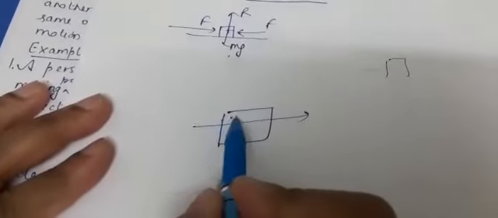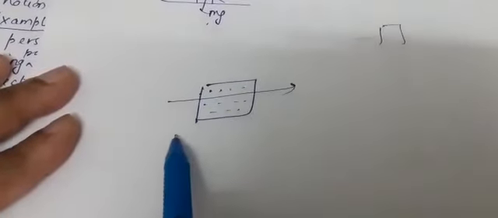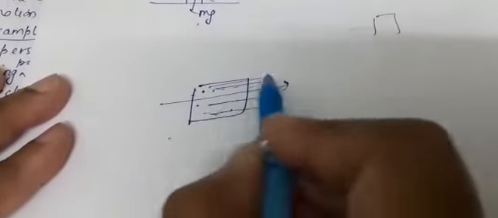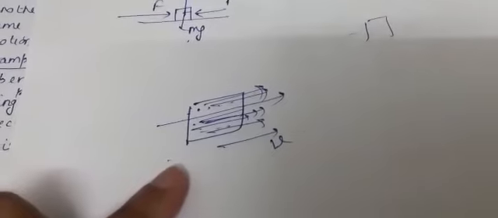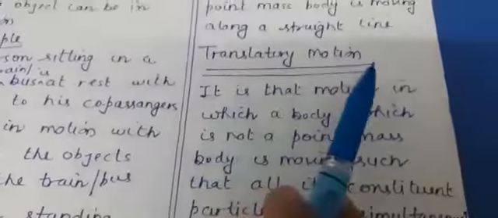Now, the body consists of a number of particles. Each particle of this body will also move along the same parallel lines, because the body is moving with a certain velocity. Each particle of this body will move along the same path along which the body is moving. Suppose a car is moving along a straight line. Until and unless it is moving along a straight line, each particle of the car will move along the same path. So for that case, we will take it as translatory motion.